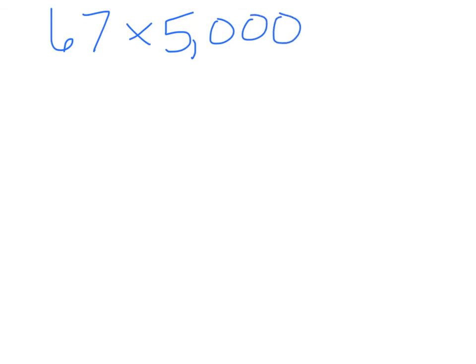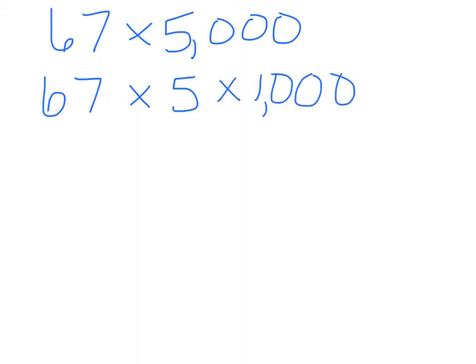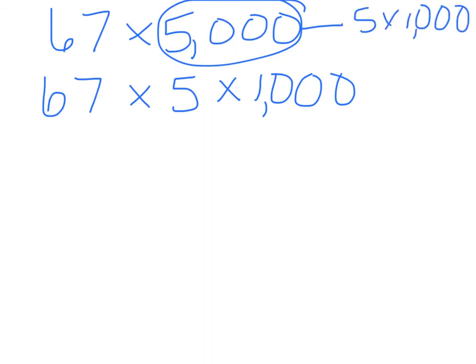Again, we know that this means 67 sets of 5,000, which I am not going to draw for you. That would take quite a long time. But we do know that we could also think of this as 67 times 5 sets of 1,000, right? Because we can think of 5,000 as 5 times 1,000. So let's solve this problem now.